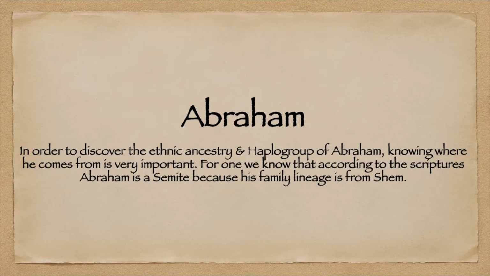In order to discover the ethnic ancestry and haplogroup of Abraham, knowing where he comes from is very important. For one, we know that according to the scriptures, Abraham is a Semite because his family's lineage is from Shem.